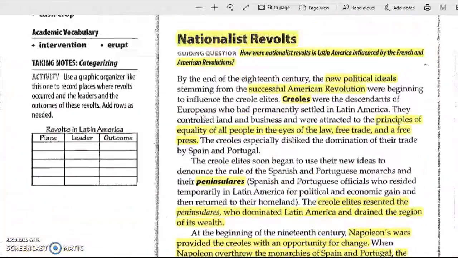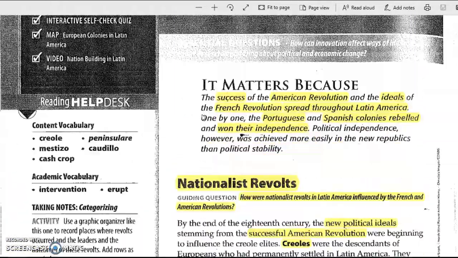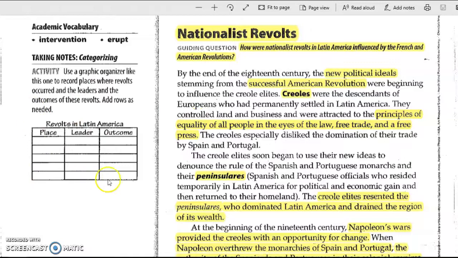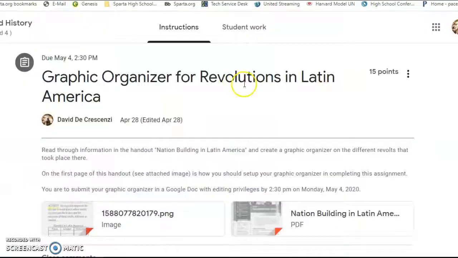in addition to completing this graphic organizer in a Google Doc with editing privileges, which you are going to be submitting to the classroom on Monday, May 4th, 2:30 for 15 points.